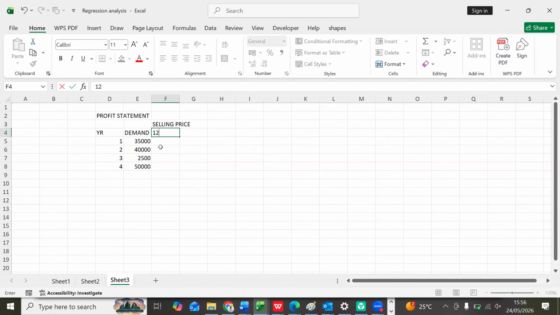You know why I'm writing this in a very, very bad way? I'm writing it in a very bad way because I know that this 12 is not coming at year 1. This 12 is coming at year 0. Mwalimu, how do you know that? I'll be able to tell you why I'm putting that 12 in a very awkward place.